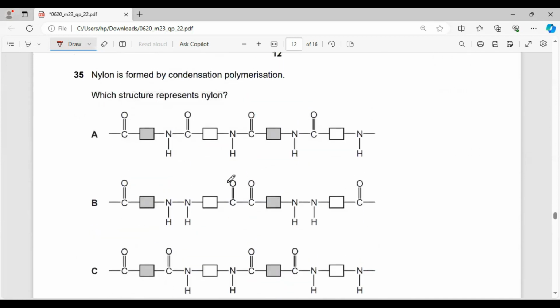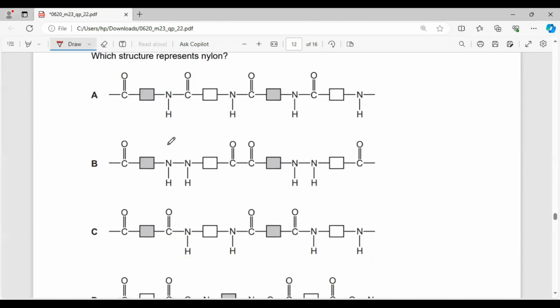Nylon is formed by condensation polymerization. Which structure represents nylon? For a condensation reaction, we should have difunctional groups. So, the same functional group on both the ends, start and ending of a chain. In the first structure, one box is having two different functional groups on both the ends. So this is not the correct structure.